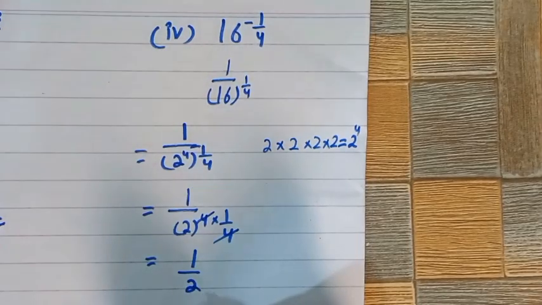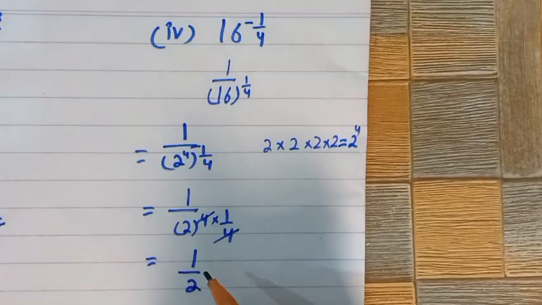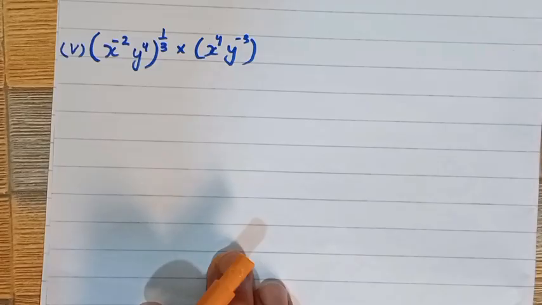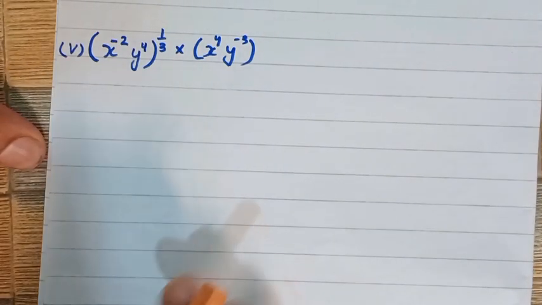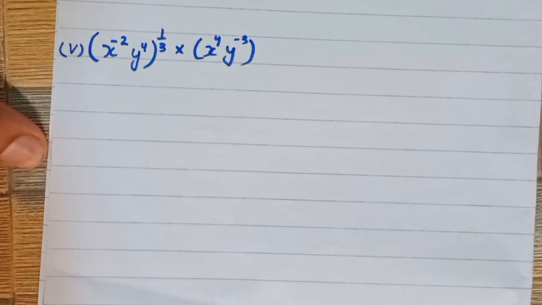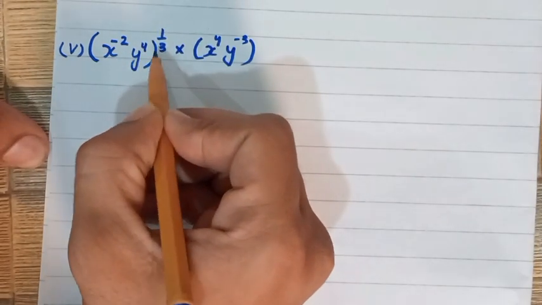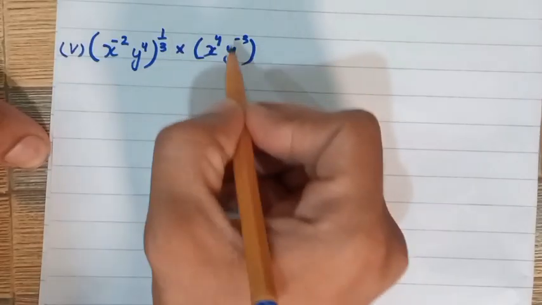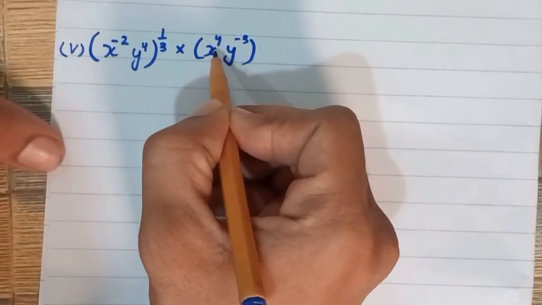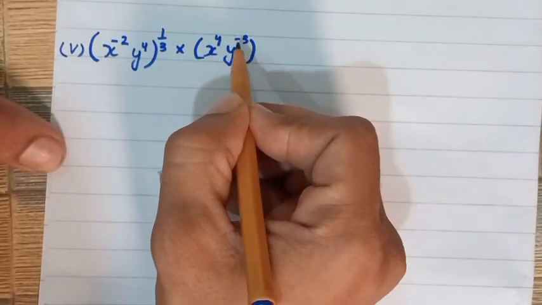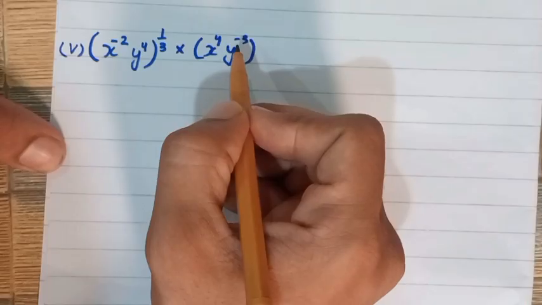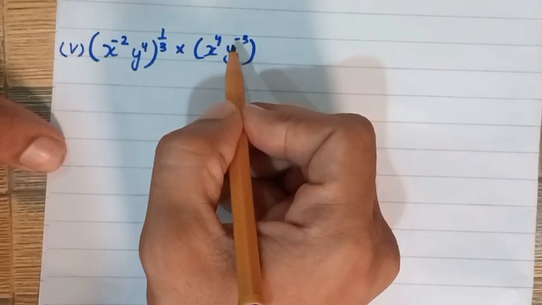1 over 2 is my answer. Okay, I simplified this question. Okay, come to question number 5. Question number 5 is (x^-2 y^4)^(1/3), multiplied by x^4 y^-3. Okay, this is minus 3.